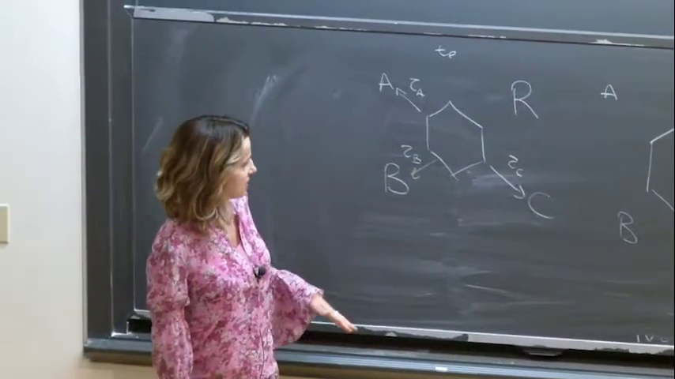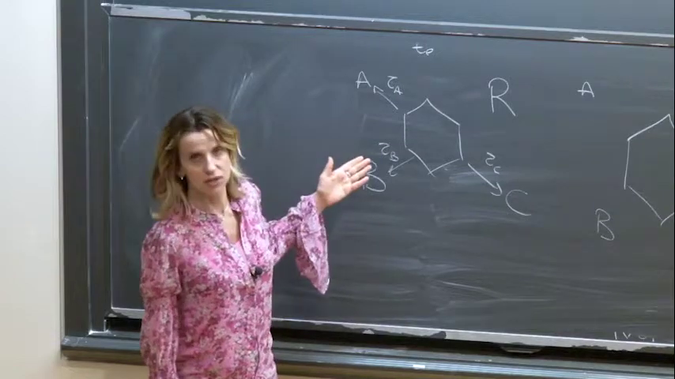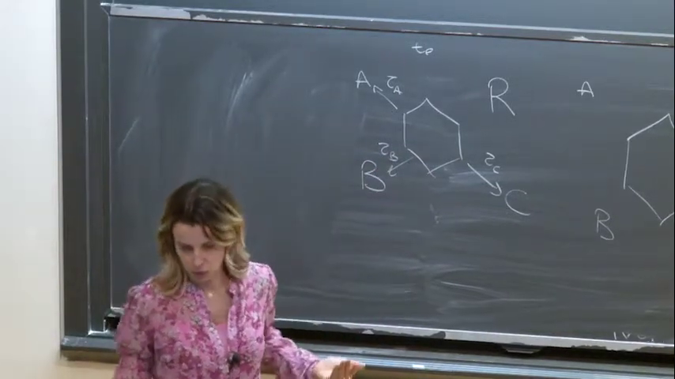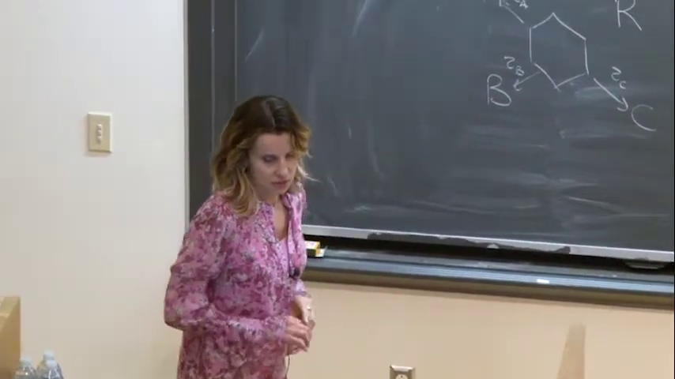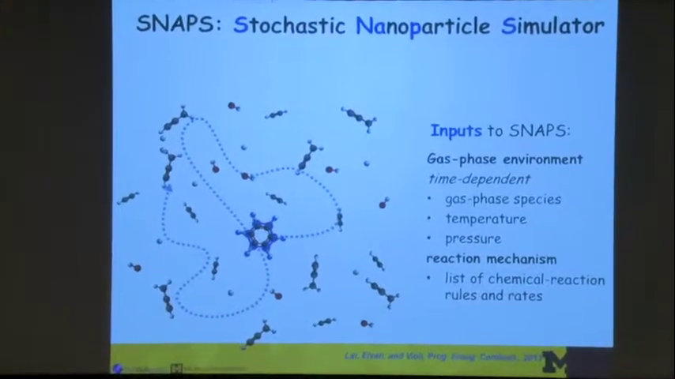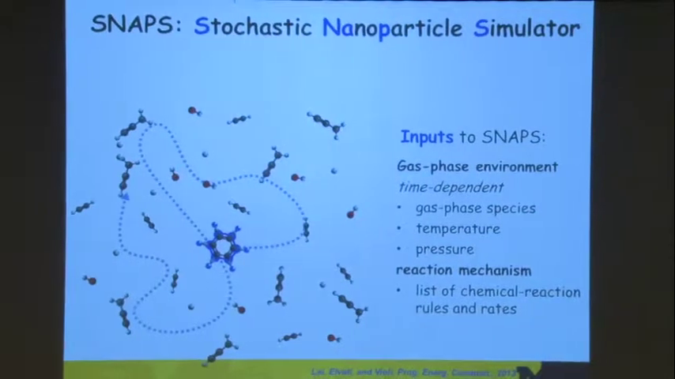But again, the idea is the same. You have an initial seed, and you have a list of reactions that can happen. Monte Carlo allows you to grow. There is a difference though. Someone asked me about the reaction also. Right now we call it SNAPS, so we changed a little bit, but it's the same idea. It's the stochastic nanoparticle simulator.